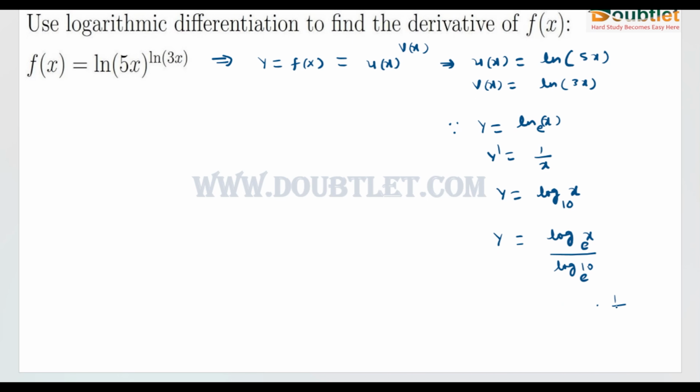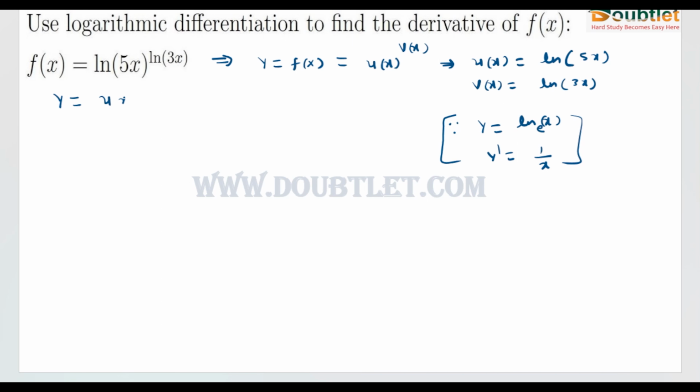Now, to differentiate such types of functions, that is u(x) to the power v(x), we have to take ln on both sides. Suppose y is of the form u(x) to the power v(x). If we take ln on both sides, it will become ln y, and by the property of log, ln of a to the power b is equal to b ln a. So v(x) will come in the front: v(x) multiplied by ln of u(x).